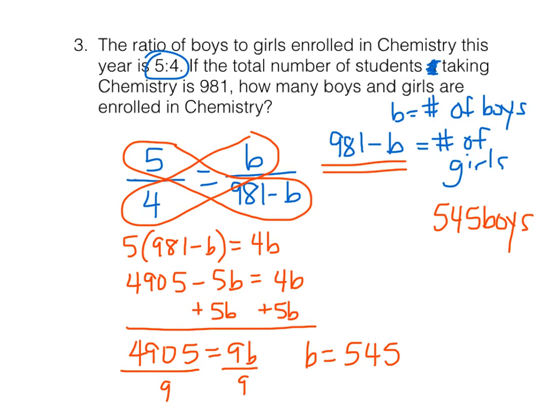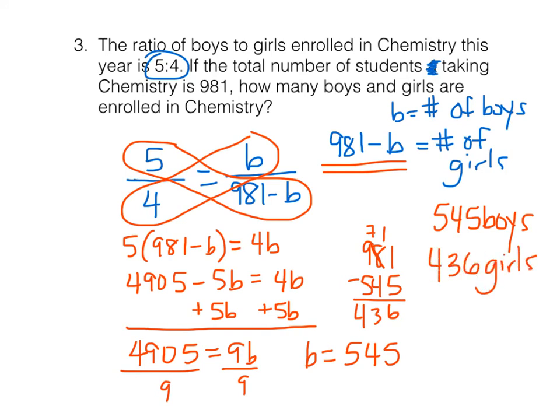I done lost my paper. Which comes out to, well, let's do the math. 981 minus 545, so that's 11, that's a 6, that's a 7, that's a 3, 436. Hopefully I did that right. And that's that for ratios and proportions in algebra.